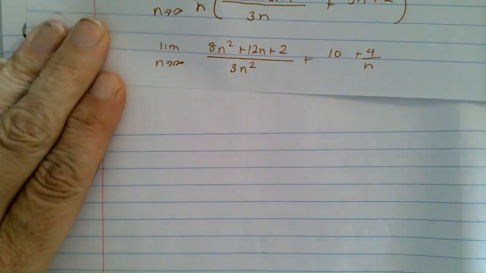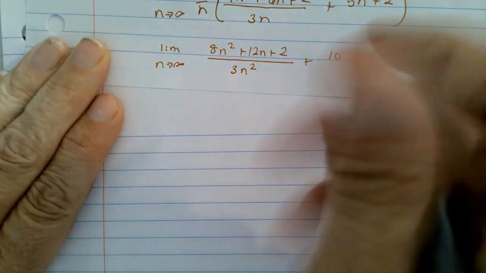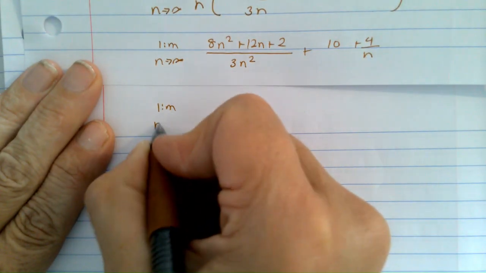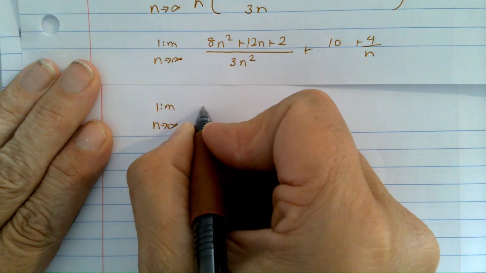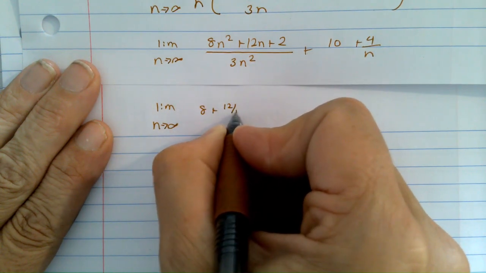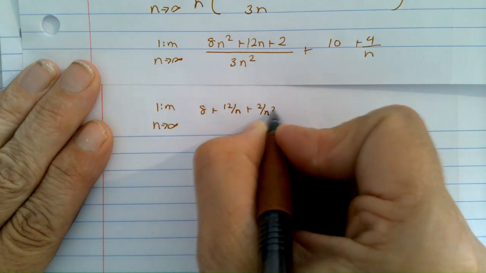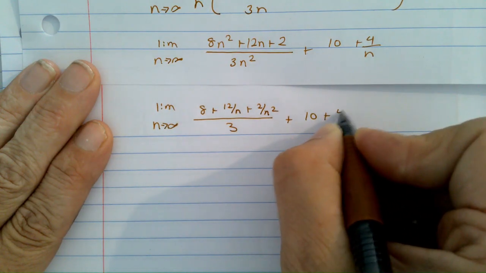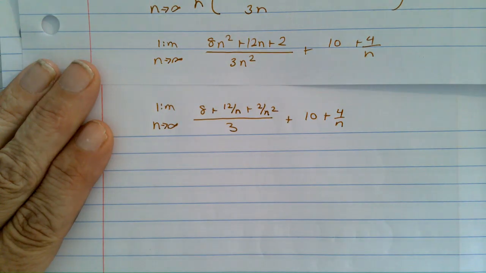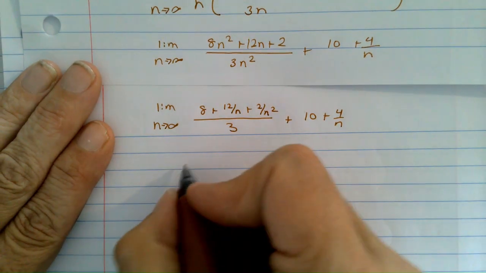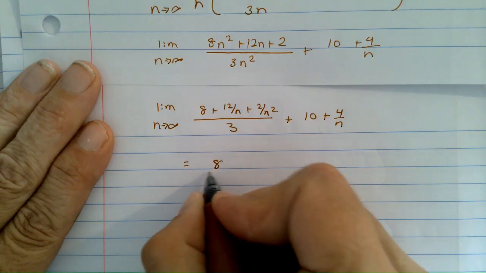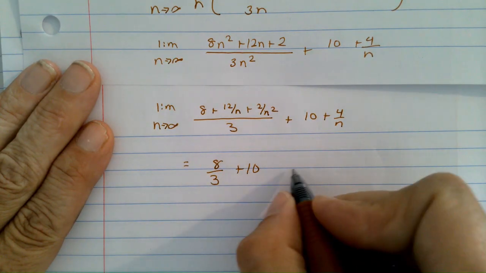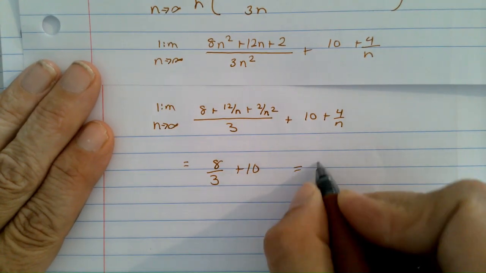So I'm going to take that first fraction, and I'm going to divide numerator and denominator by n squared using some of my limit process. The limit as n approaches infinity of 8 plus 12 over n plus 2 over n squared over 3 plus 10 plus 4 over n. Now I can finally put in infinity. So that would be 8 over 3 plus 10. Let's see, so 38 thirds.